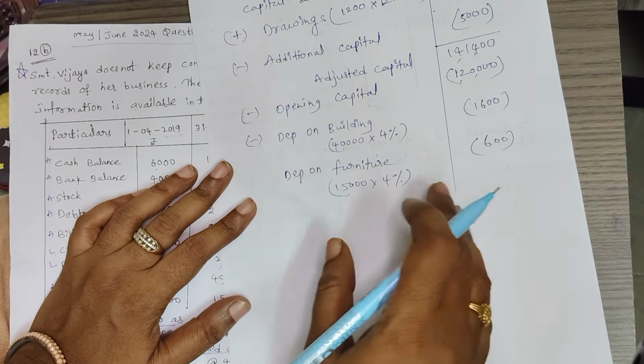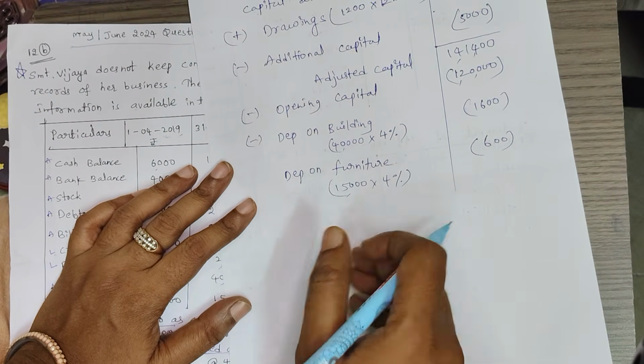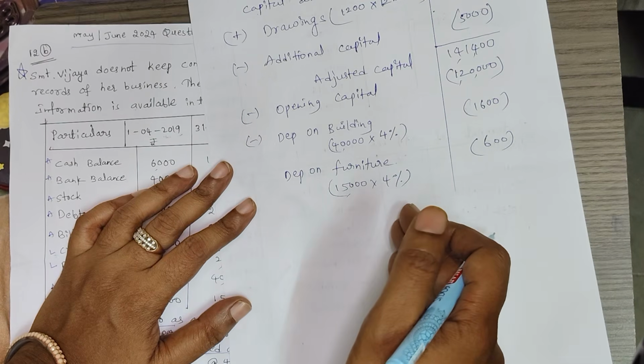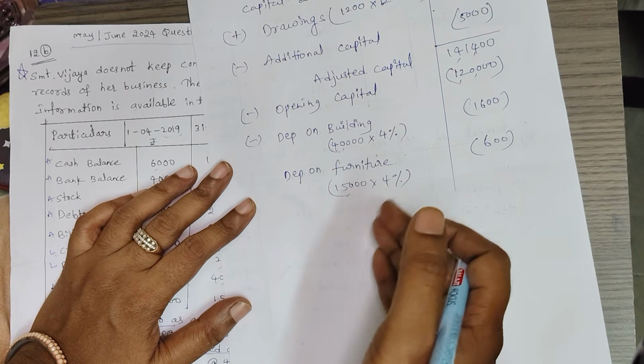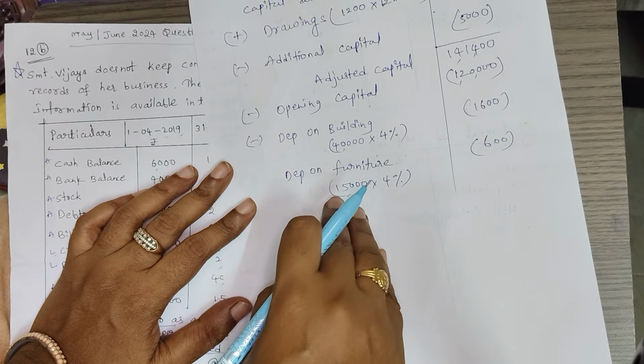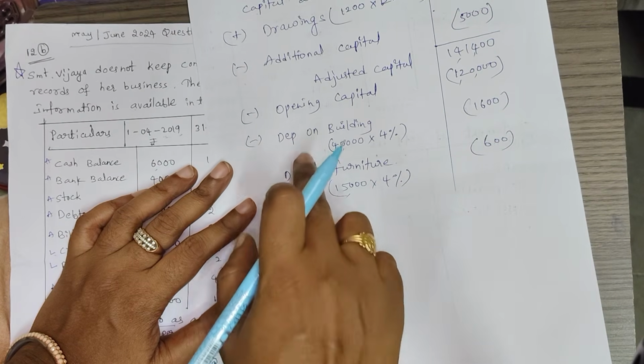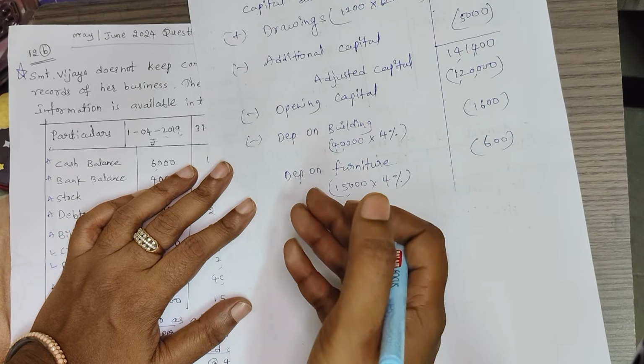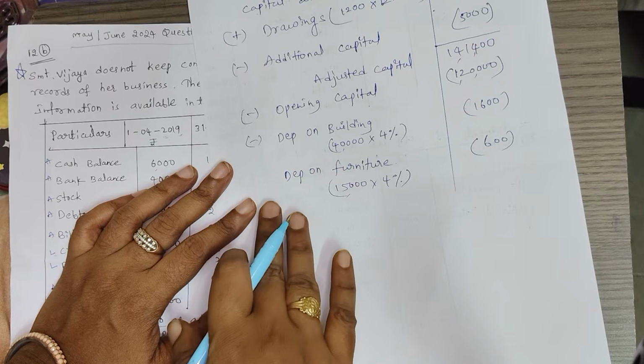And there is no more adjustment. If you have adjustments regarding the bad debts, reserve for doubtful debts, those are also deducted from here only. If you have appreciation, depreciation will be deducted. If you have appreciation, that will be added. Okay.